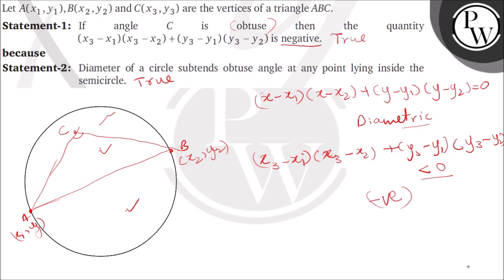And statement 2 is the correct explanation of statement 1 because we derived this statement from statement 2. Right? So the answer to this question will be option A, which says statement 1 is true, and statement 2 is also true, and that statement 2 correctly explains statement 1.